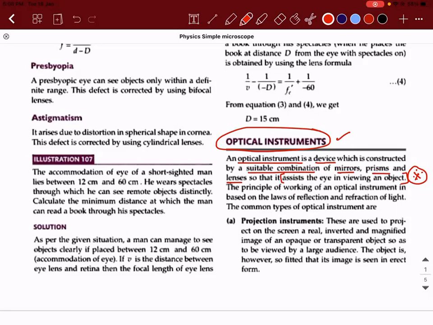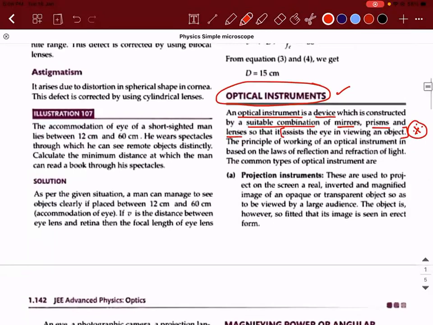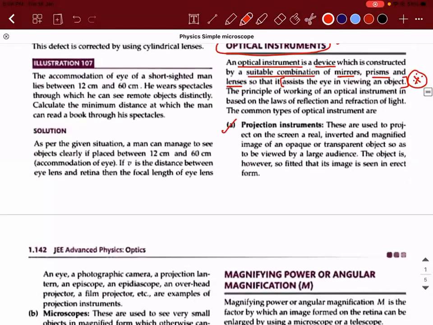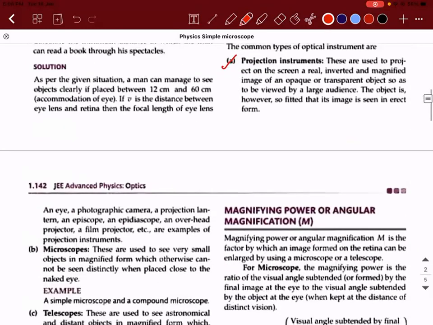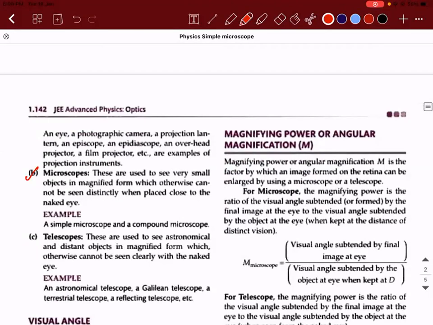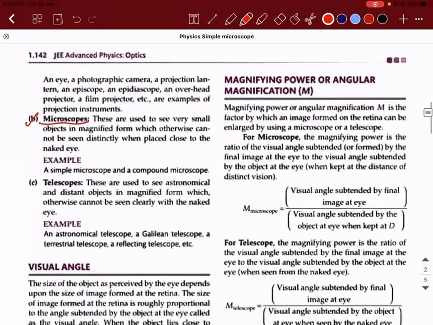The most commonly known optical instruments that we see in our day-to-day life are projection instruments, like projectors, which are there in your school also. Like your teacher would have connected it to a laptop and projected the data onto the screen. Similarly, we can think of microscopes. Why do we use a microscope? Microscopes are devices used to magnify smaller sized objects. In microscopes, you have both a simple microscope and a compound microscope.